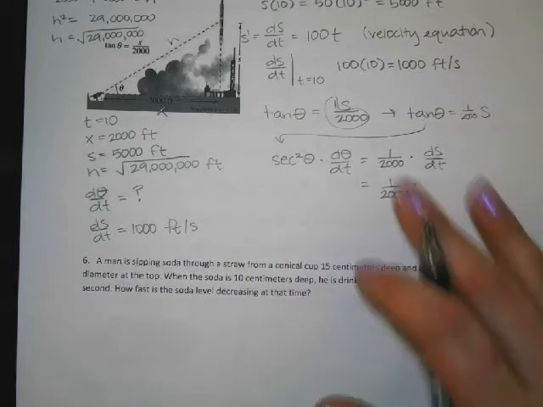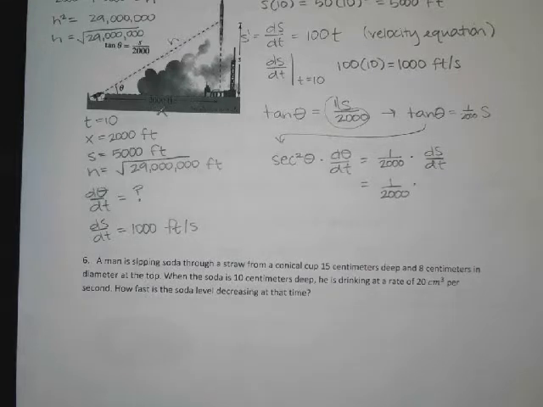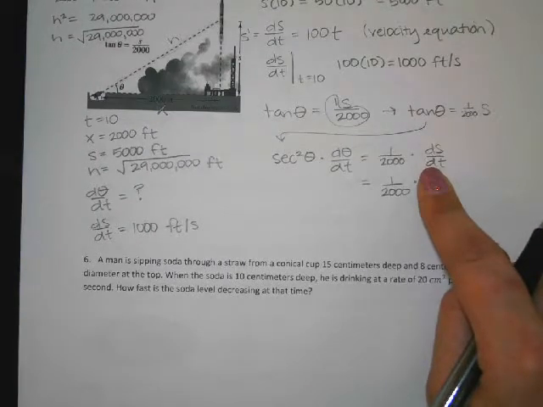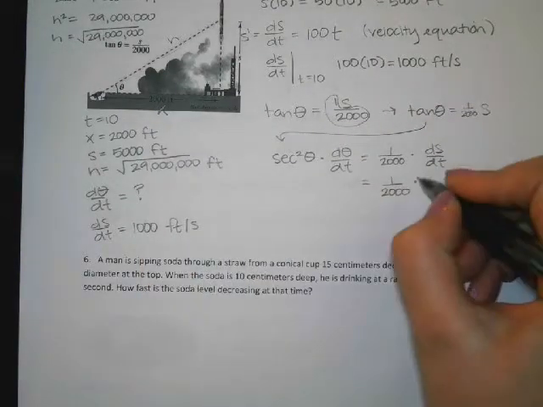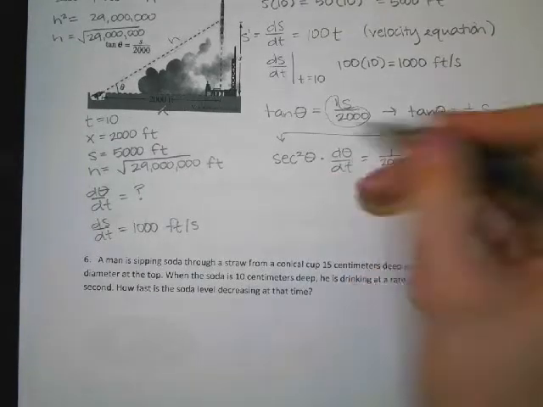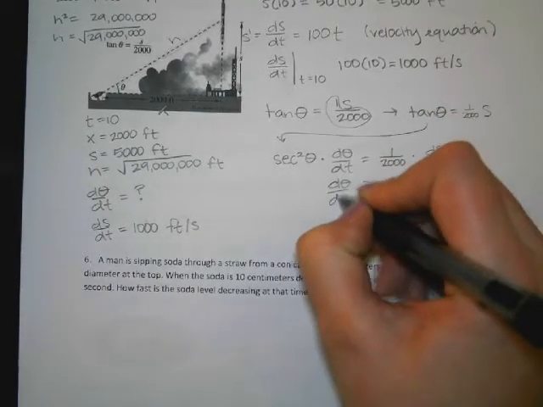So I'm not going to include my units this time only because I know the final answer has to be radians per second, okay? So ds dt is what? 1,000. I'm going to go ahead and leave off the feet per second. D theta dt is what we're solving for.